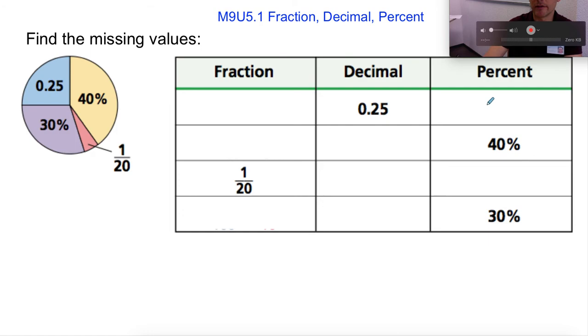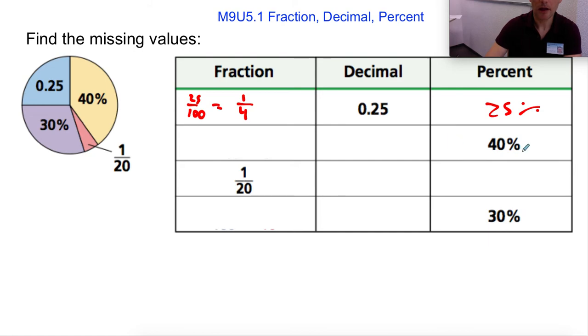And then try to go. So we did this part. This is 25%, and the fraction was 25 over 100, which simplifies to 1/4. Once you're done pausing me, change the rest of these around.